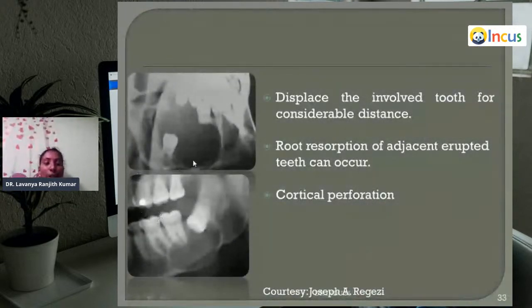Again, this is a radiograph showing the radiolucency of the involved impacted tooth. Displacement of the adjacent tooth also takes place, and root resorption will be found, and cortical perforation is also there. See here, this radiograph is showing a cortical perforation, the tooth is displaced, and there is a resorption of the root. So these are the radiographic features of dentigerous cyst.